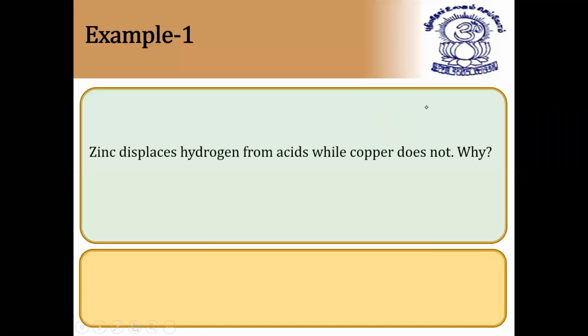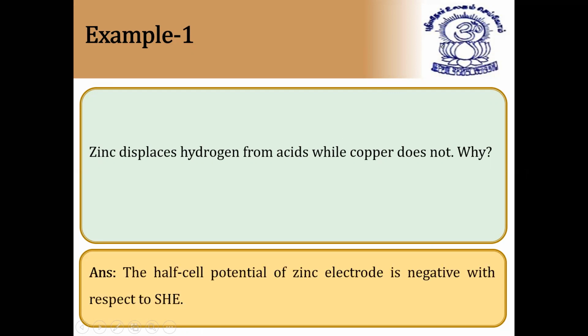Next. Zinc displaces hydrogen from acids while copper does not. Why? Because the half cell potential of the zinc electrode is negative with respect to the standard hydrogen electrode, whereas for copper it is positive. So positive cannot displace hydrogen and negative can displace hydrogen from its salt solution, as I already told you. So the metal which has negative reduction potential can displace hydrogen, whereas the metal with positive reduction potential cannot displace hydrogen. Since copper has plus 0.34 volts and zinc has minus 0.76 volts.